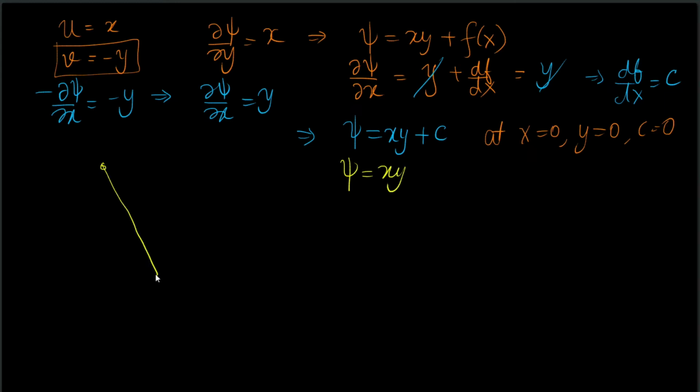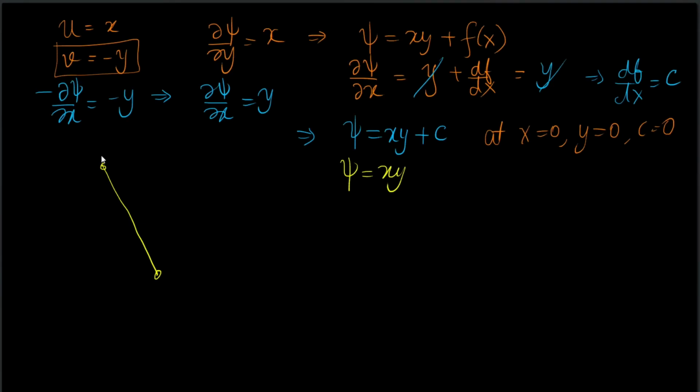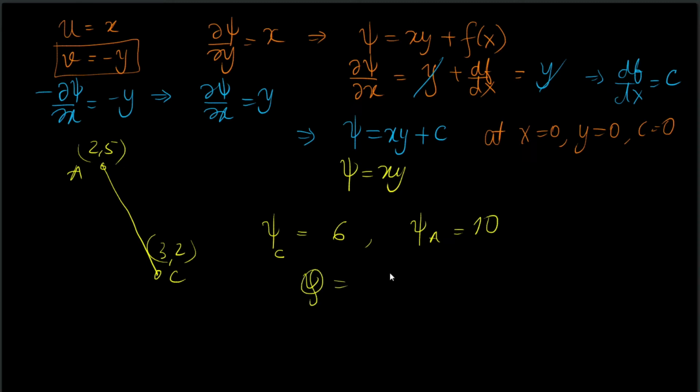Now coming back to the points under consideration, the first point was 2, 5 and the second point was 3, 2. So this is point C, this is point A. Psi at point C is equal to 6 and psi at point A is equal to 10. So the flow rate Q will be equal to 6 minus 10, which is equal to minus 4. This is essentially the integral of u dot n cap dA going from A to C.